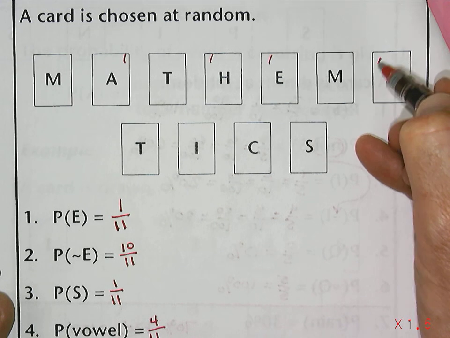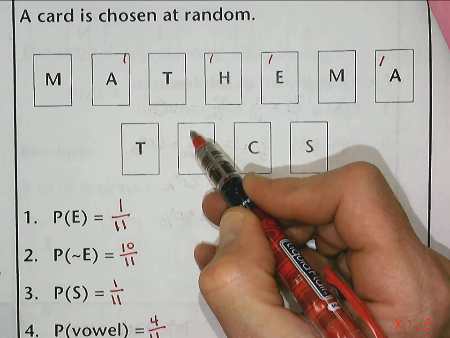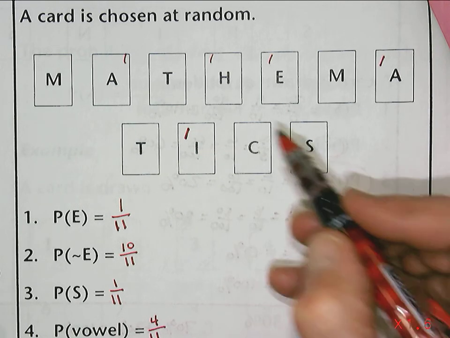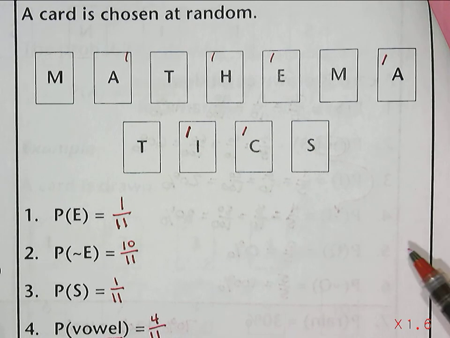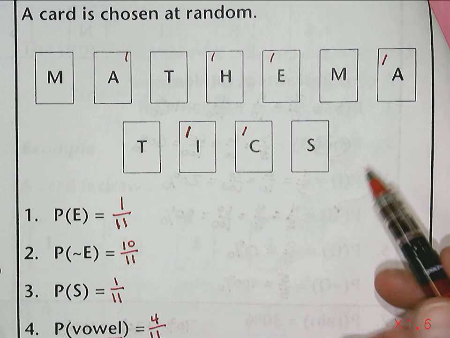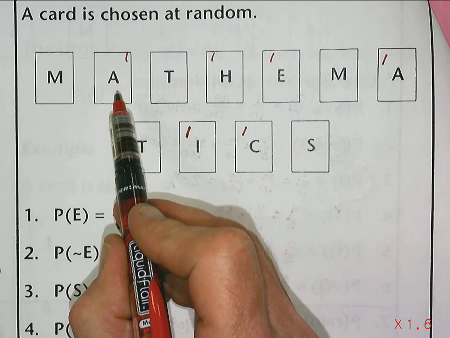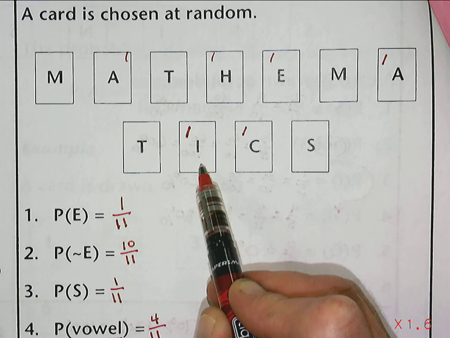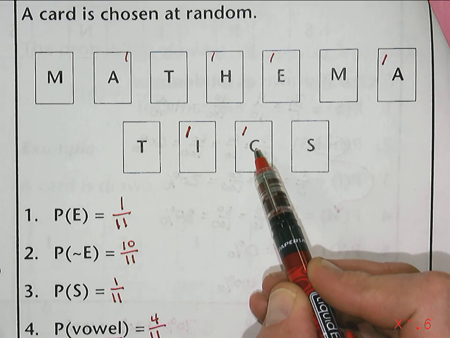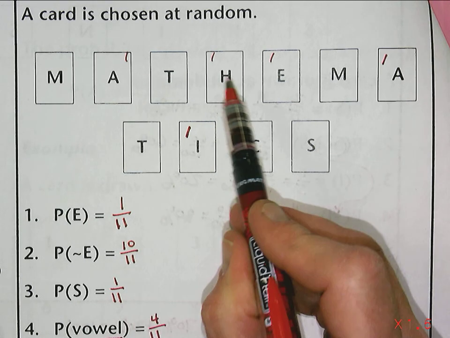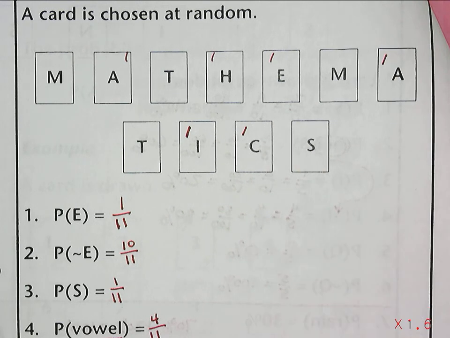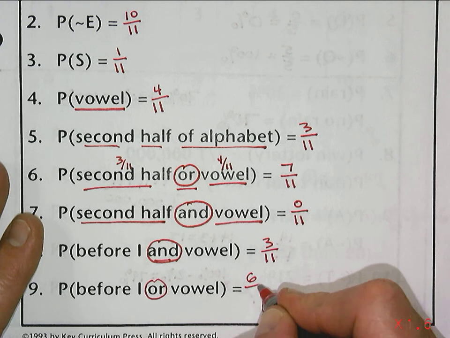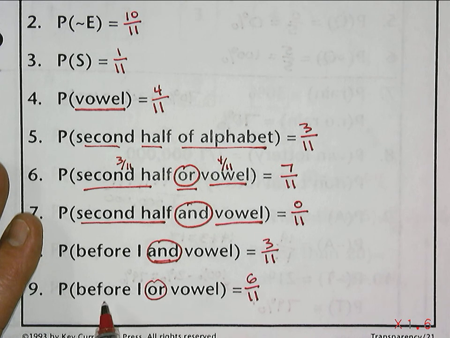And A is before I or a vowel, and T is not, and I is not before I, but it's a vowel, so I get to count it. And C is before I, or a vowel, so this is the before I. So a vowel, a vowel, a vowel, a vowel, before I, and before I. So you can see that I get more. 1, 2, 3, 4, 5, 6 out of 11. 6 of the 11 are before I or a vowel.